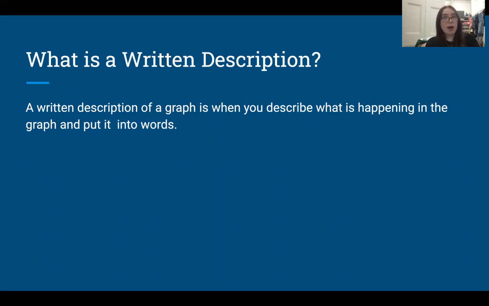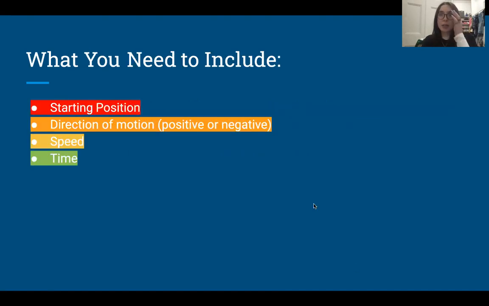A written description of a graph is when you describe what is happening in the graph and put it into words. So pretty much you're taking that picture and translating it into English words, or whatever language, but today will be English. There are four main factors you need to hit when you're writing your written descriptions, and those factors are the following. The first is the starting position. You need to identify where the object starts on the graph.